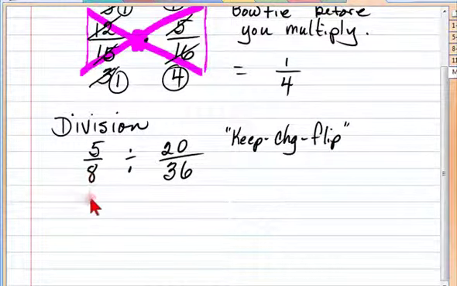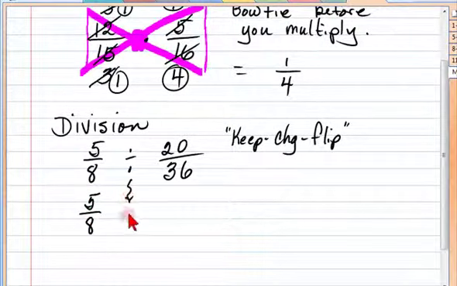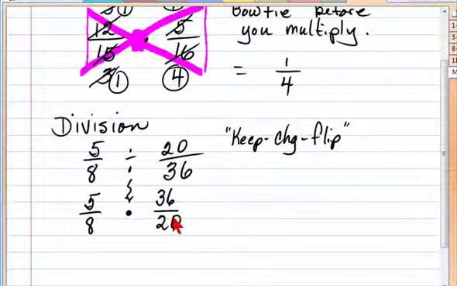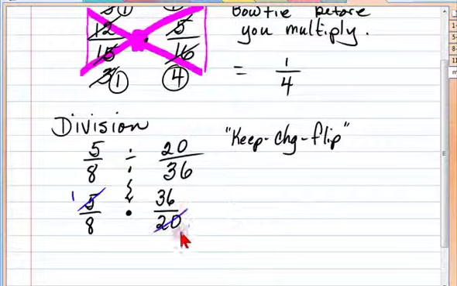You're going to keep the first fraction exactly as it is. You're going to change the operation to its inverse, which is multiplication. You're going to flip, which is another inverse, that to 36 over 20. And now you will, quote, bow tie. What do you see that we could do? The 5 and the 20, okay, 5 goes in there once, 5 goes in there 4 times. What about 8 and 36?